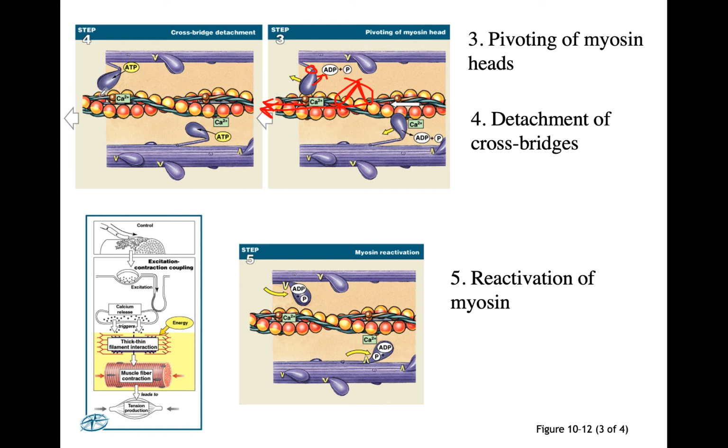The last step is to detach the myosin head so that we can go back and do another pull. In order to detach a myosin head, you have to bind on a new ATP.